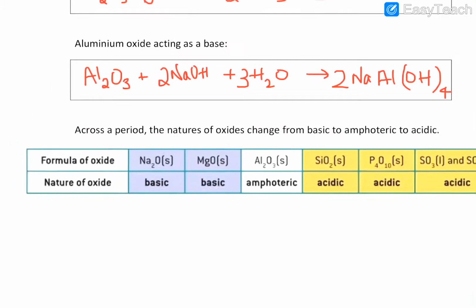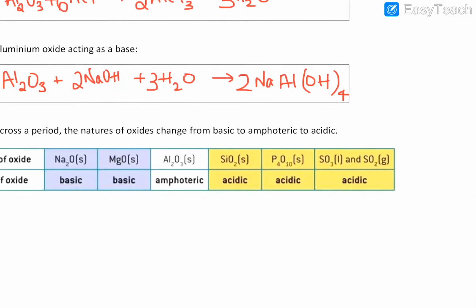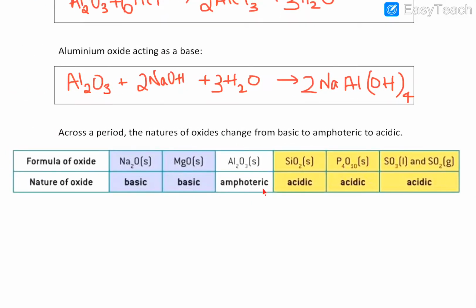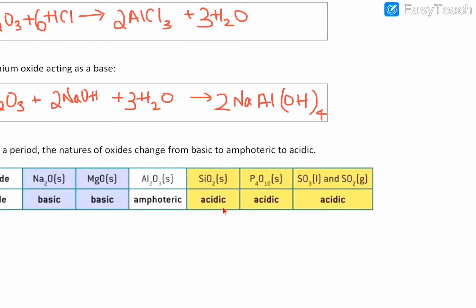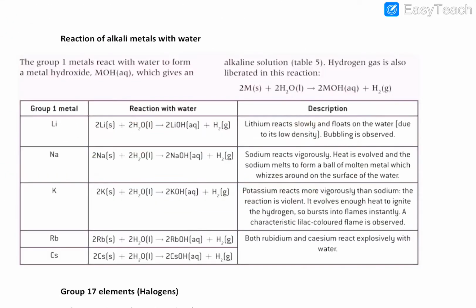So across a period, you will see that the nature of oxides change from basic to amphoteric to acidic. So sodium oxide, magnesium oxide, they are basic. They will react with acids. Aluminium oxide is amphoteric. It will react with both acids and base. And the non-metal oxides here, they are all acidic and they will react with bases.